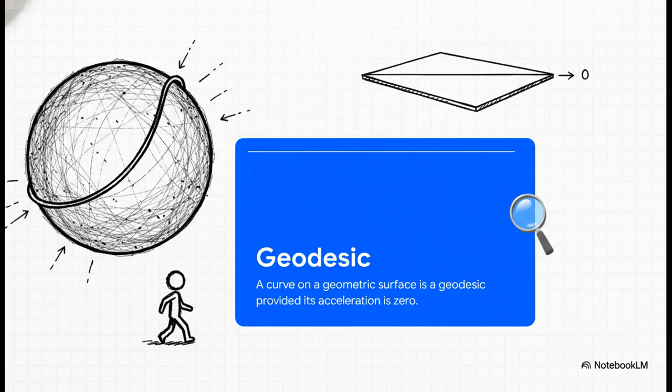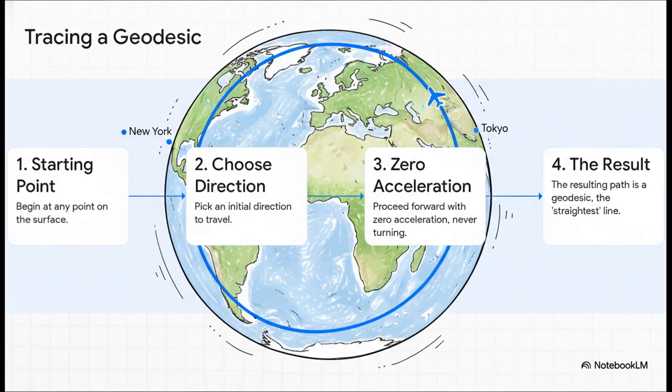You don't turn left, you don't turn right, you're not accelerating sideways. A geodesic is just that principle, but applied to any kind of surface, flat or curved. It's the absolute straightest path you can possibly take. So let's try this out.